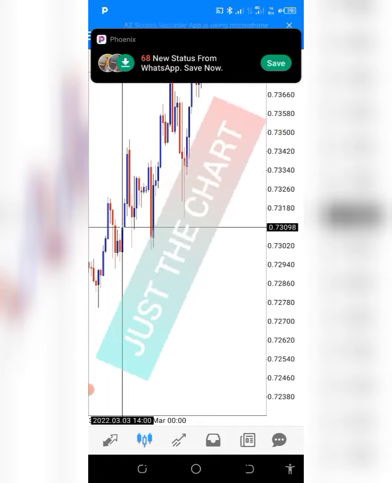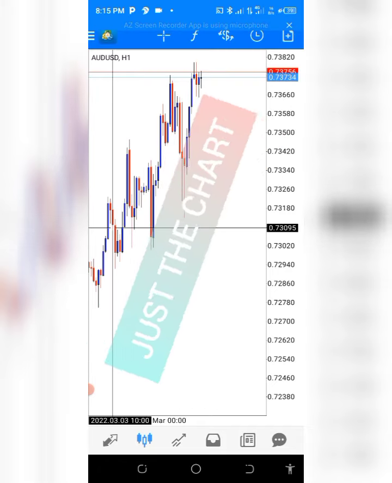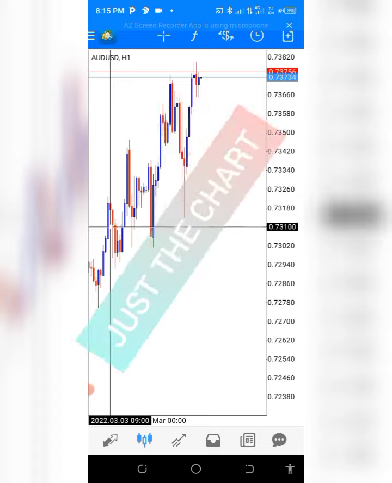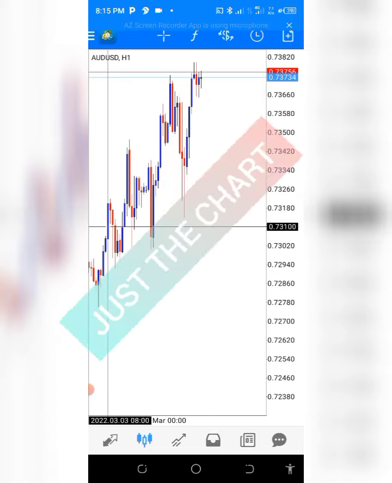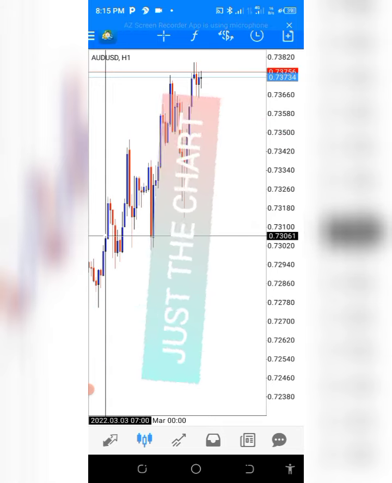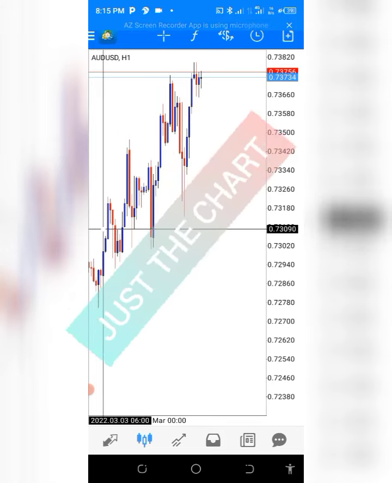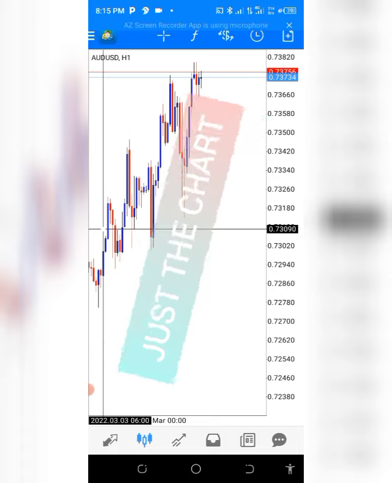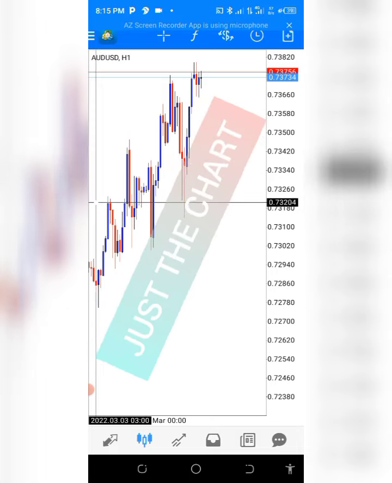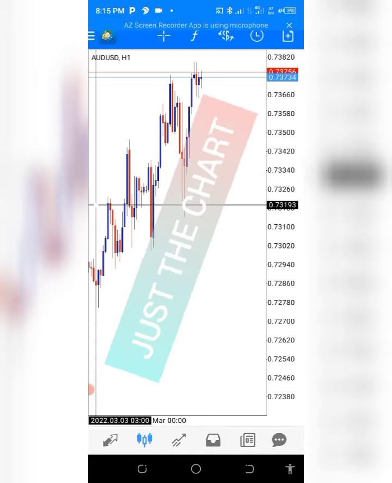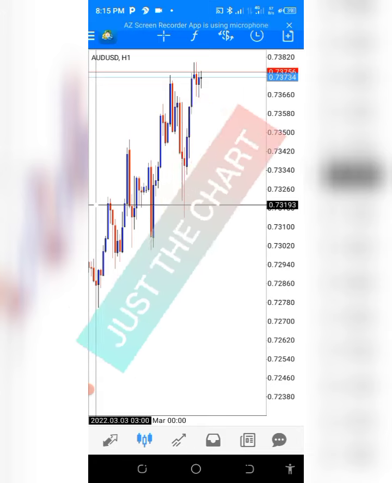Let us say we move it, okay, it was 9. This is two pips now. Okay, let me give you a clear info. From 09 to 19, that is 10 pips. That gives us how much? $10 on a mini lot size.